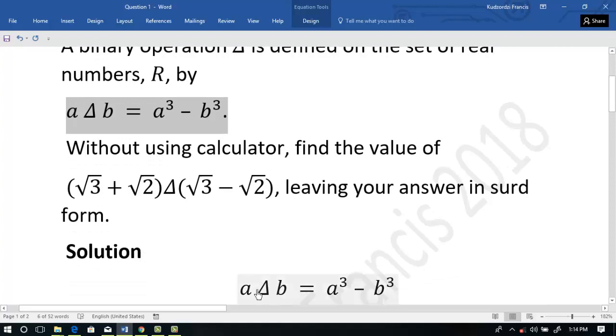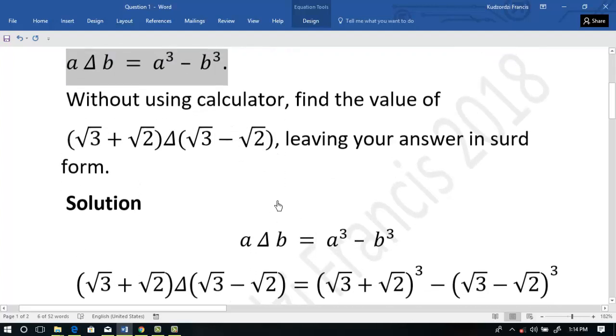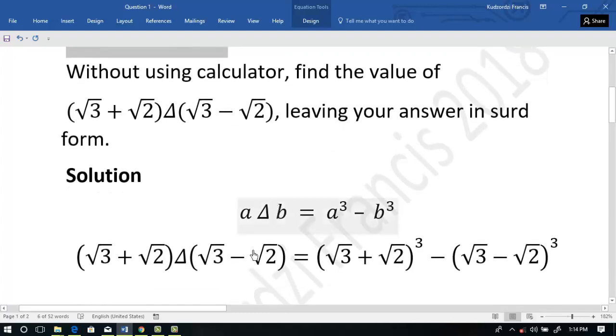Now, this is the definition given to us. So we just substitute in. Wherever we see A, we put root 3 plus root 2. And wherever we see B, we put root 3 minus root 2. So we did that, and that's what we are going to get: root 3 plus root 2 all cubed minus root 3 minus root 2 all cubed.